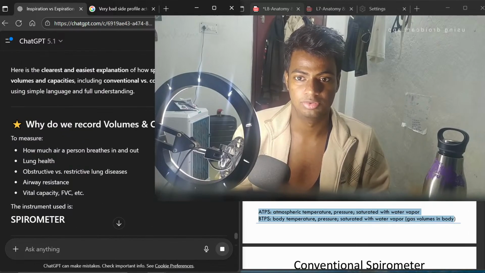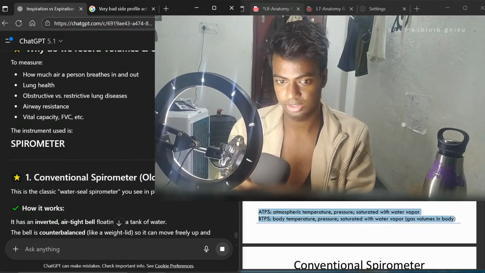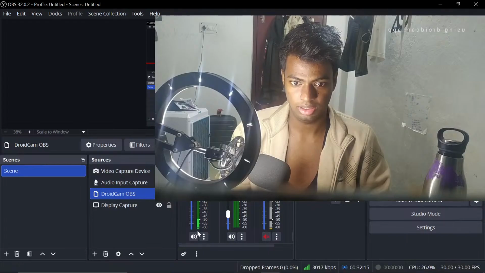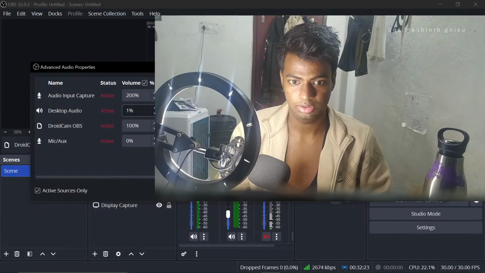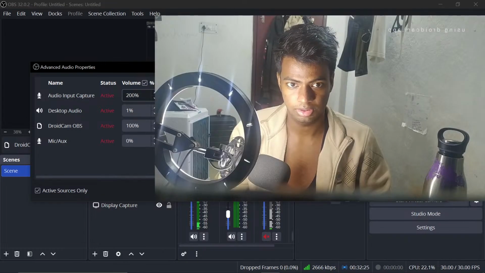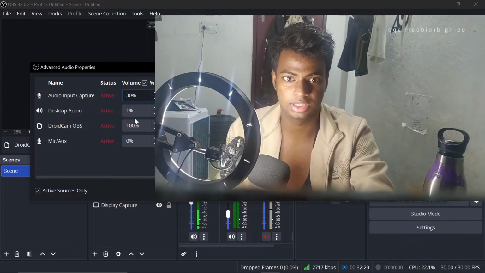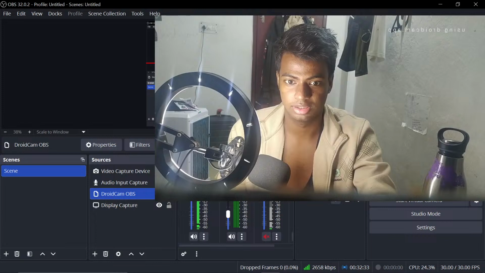So this is how you can actually measure your, what do you say? You can actually measure audio. I want it 300%. 300%.